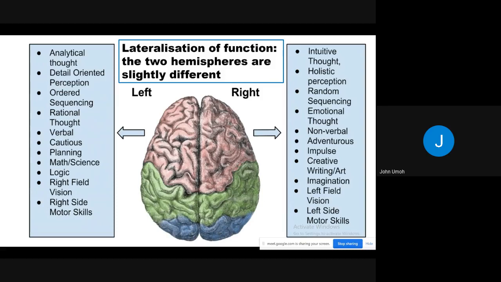I think the right side is like for female, and the left side is for the male. Okay. Because it's got like writing, art, imagination. So what makes that female, John? You're saying because women are artistic. They are imaginative also. Some women are even emotional. What should I say? Yeah.